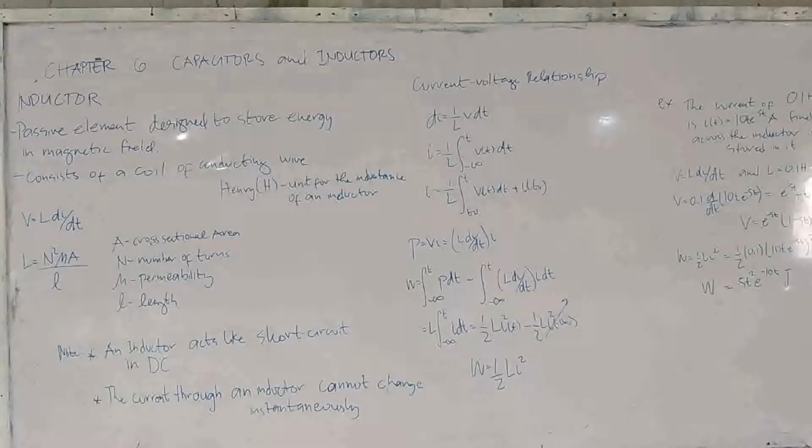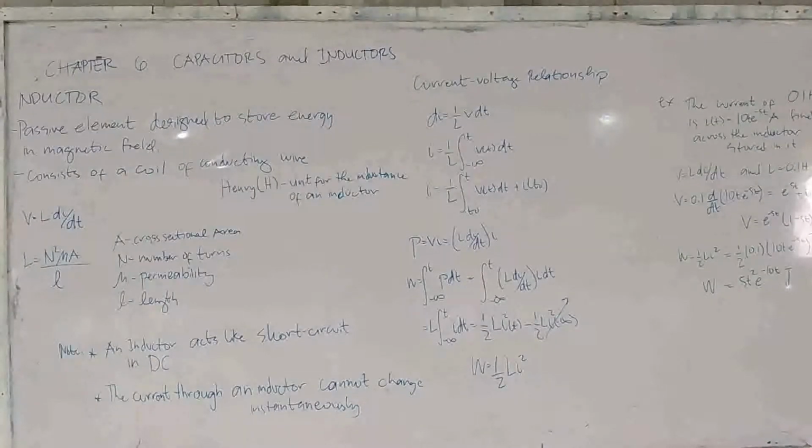And also, the capacitor is made of parallel plates that store energy, while an inductor consists of a coil of conducting wire. So our inductor looks like a coil.